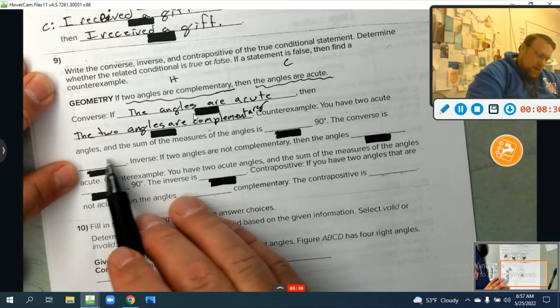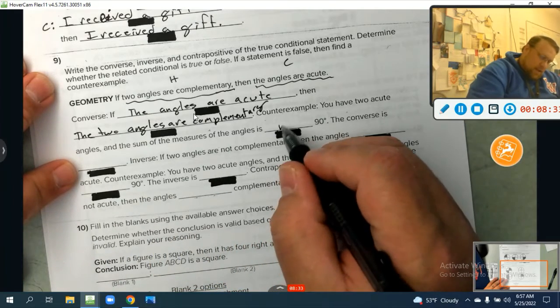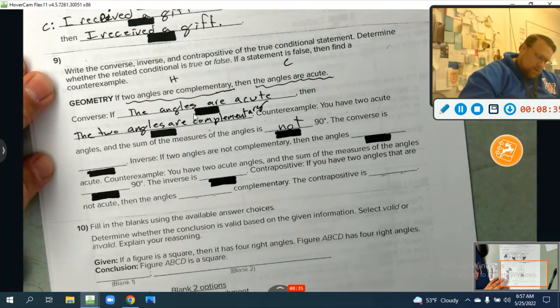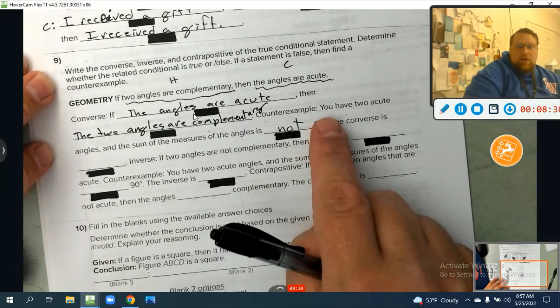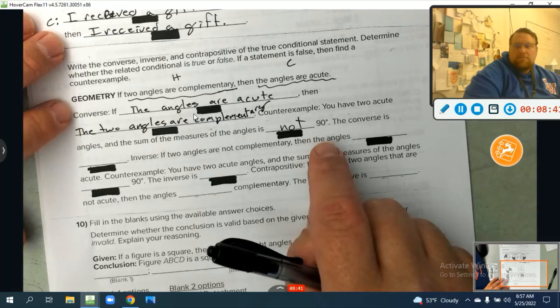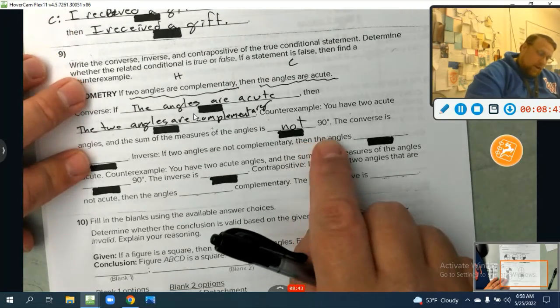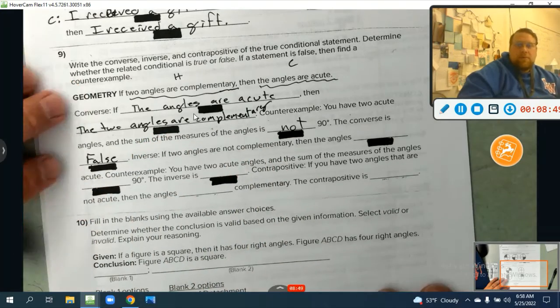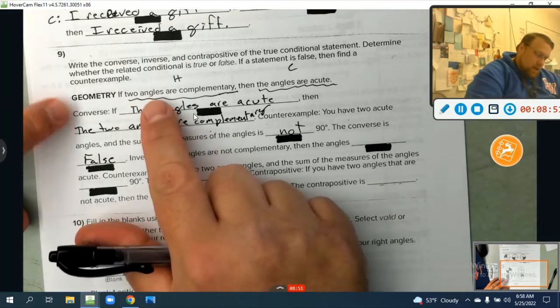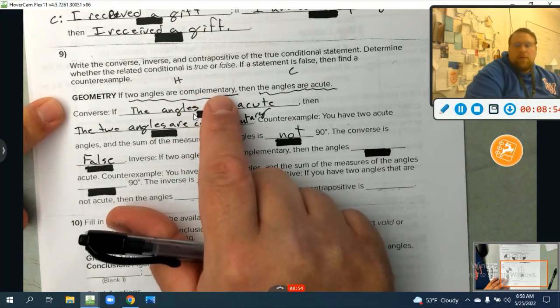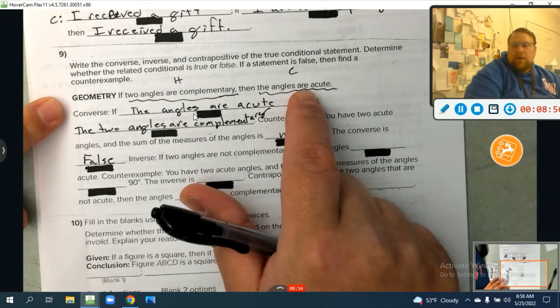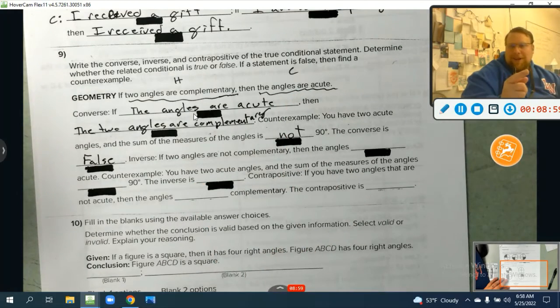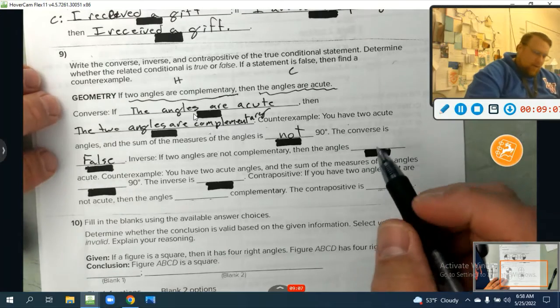Counterexample: you have two acute angles, and the sum of the measures of the angles is not 90 degrees. So if we have two acute angles, like 13 and 5, those add up to 18, that's not 90 degrees, right? The converse is false. So when we flip it, the statement becomes false. Now this statement's true to begin with, though, because if two angles are complementary, it means they add to 90. They have to both be acute, because if they add to 90, neither can be obtuse or even equal to 90, right? Otherwise, you're in trouble.